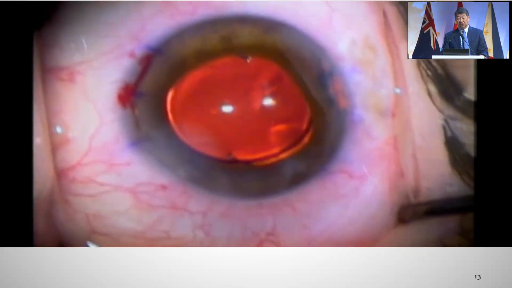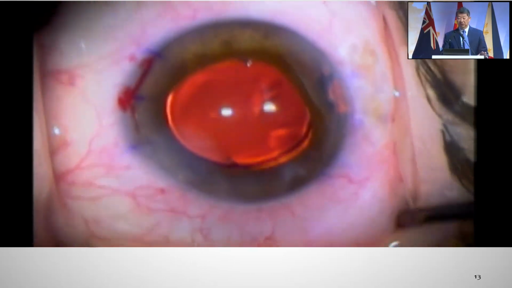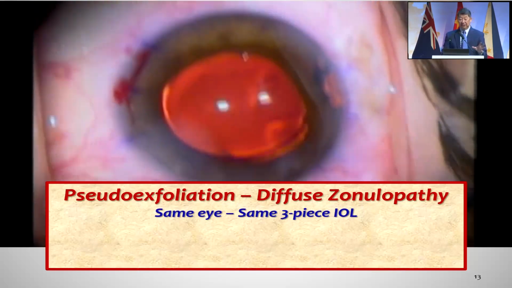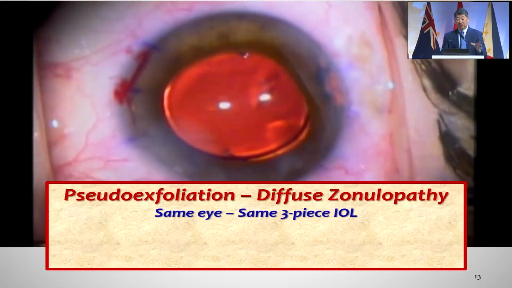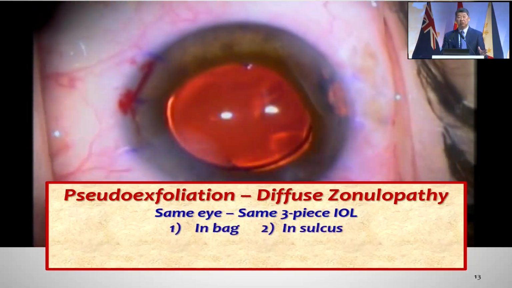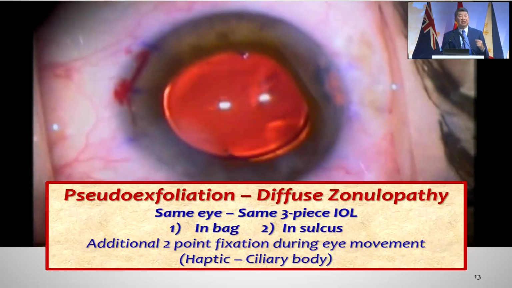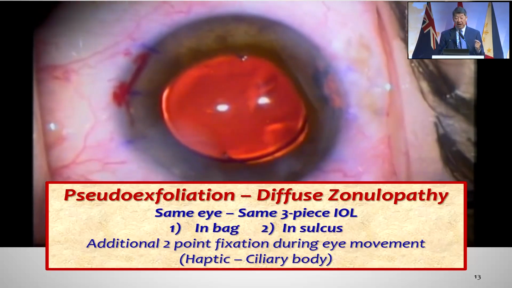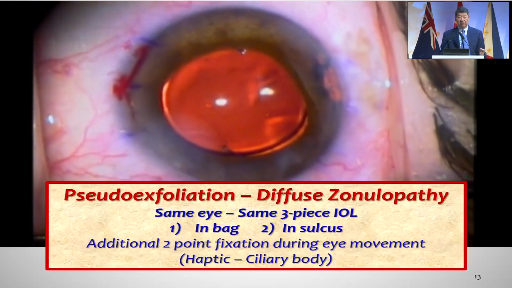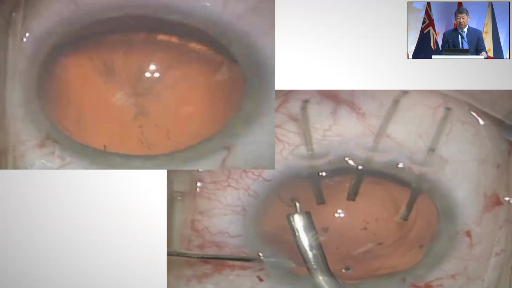Okay, so now here's the question. What happens? I shake the eye, and it goes from jiggling to being absolutely still. So this was the index case that taught me this, because this is the same lens in the exact same eye, but I'm comparing two locations, in the bag and in the sulcus. And the conclusion is you're getting extra haptic ciliary body fixation, as though it was a ciliary body fixated lens, by not relying just on the zonules.